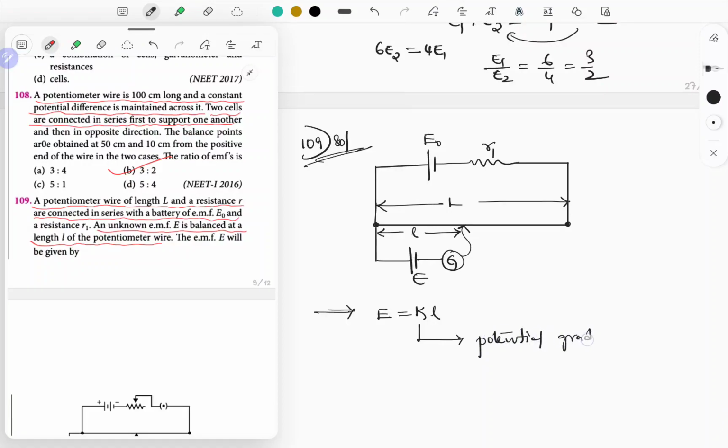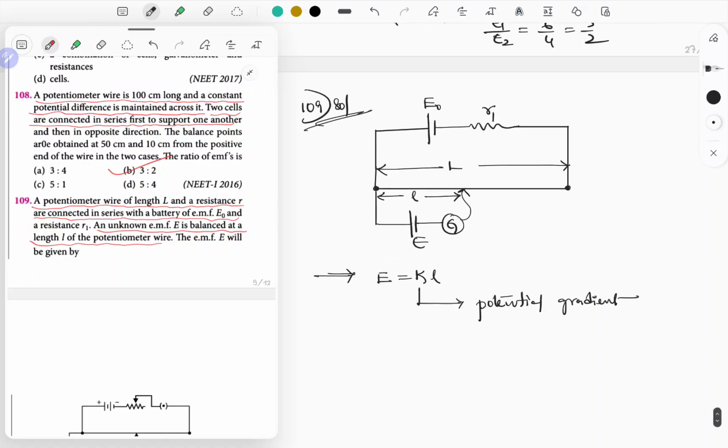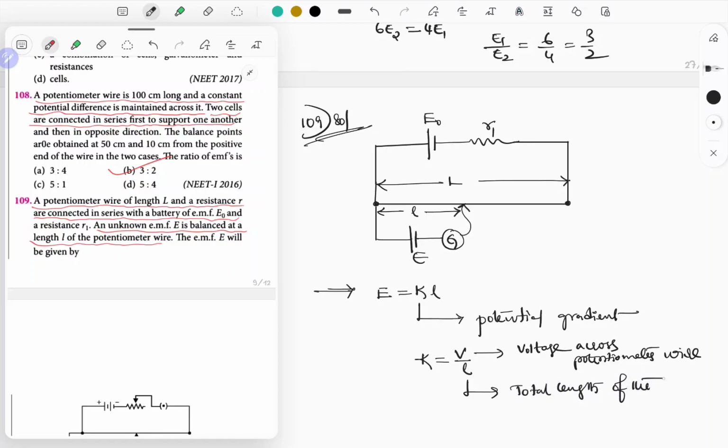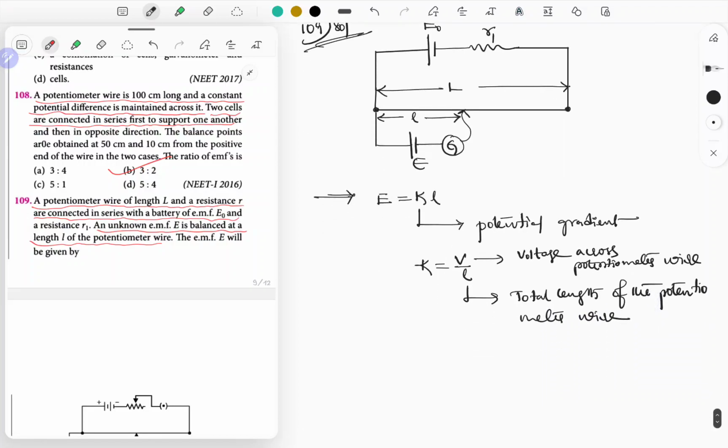The meaning of potential gradient is the potential across the potentiometer wire divided by its length. K is equal to V by L, where V is the voltage across the potentiometer wire, and L is the total length of the potentiometer wire. So this is the given data.